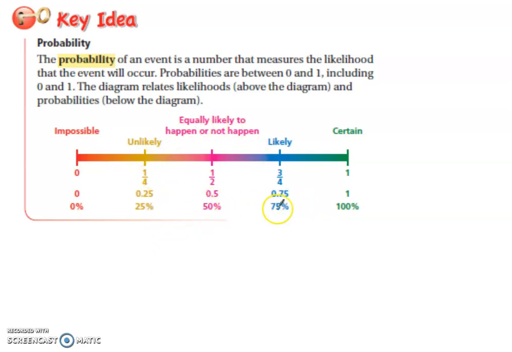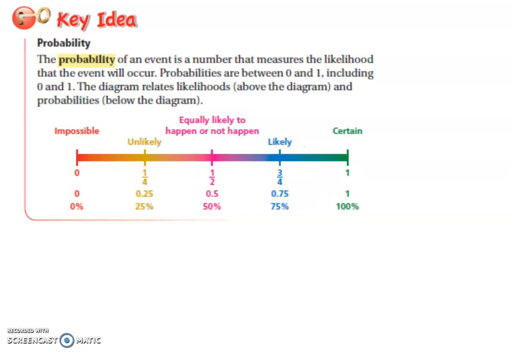So we've divided it into quarters, where a quarter or 25% chance means it's unlikely to occur. Halfway is a 50-50 chance. It's equally likely to happen or not happen. And a 75% chance or 3/4 chance is likely to occur.